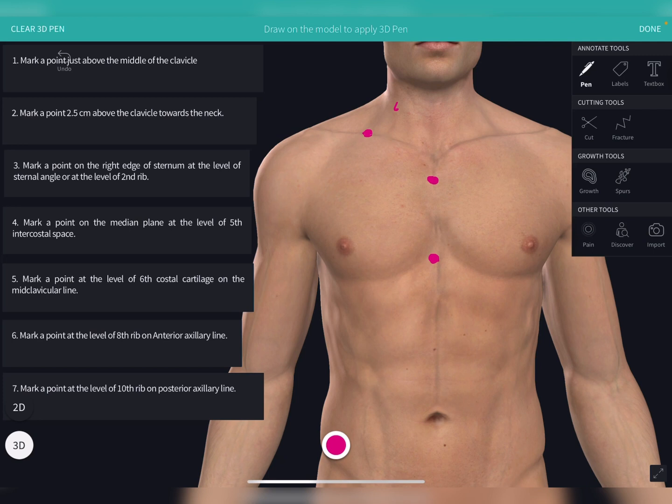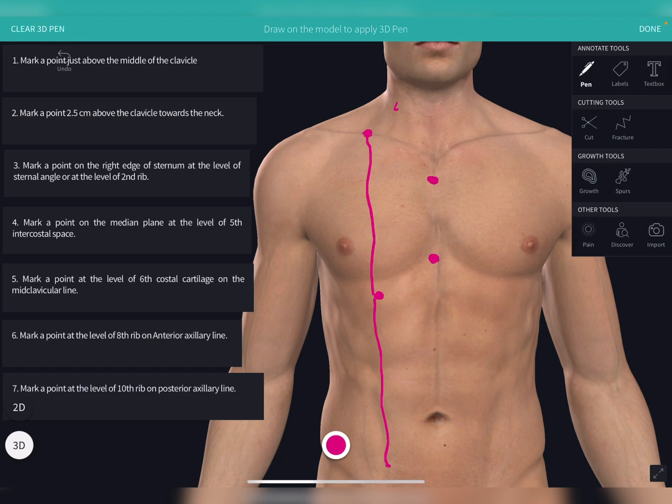Now after completing that, we have to go to the sixth rib. If this is the fifth rib, this will be the sixth rib. For marking this point onto the sixth rib, you have to mark the point onto the mid clavicular line. If you remember, this will be the mid clavicular line, which begins from the middle two third of the clavicle and extends up to the mid inguinal point. So this will be your fifth point.